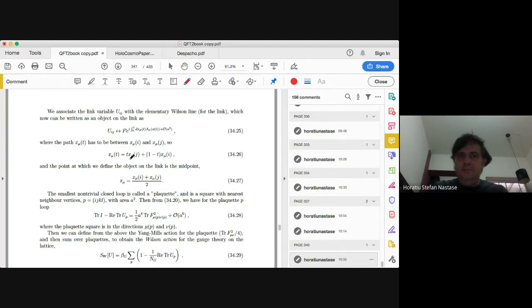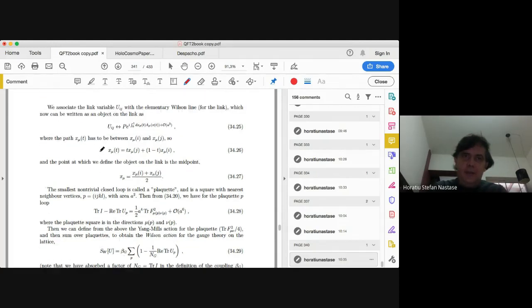So x^mu(t) is t x^mu of j plus (1 minus t) x^mu of i, where t goes from 0 to 1. And so this link variable is associated with this Wilson line for the path between i and j. But the link variable is also associated with a point, with a midpoint, the point at t equal 1/2, which is (x^mu of i plus x^mu of j) over 2.